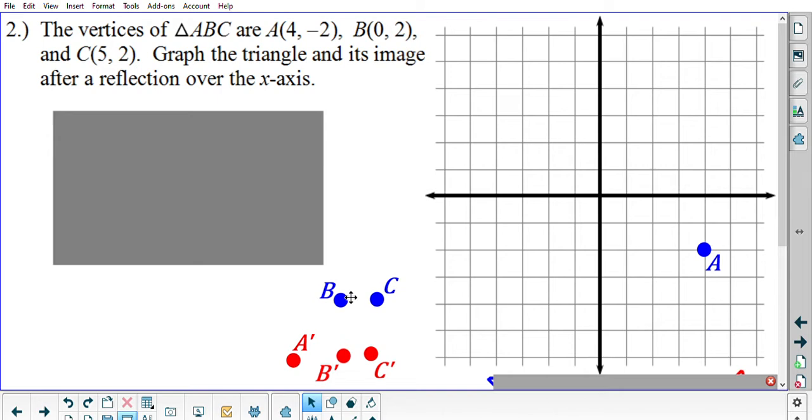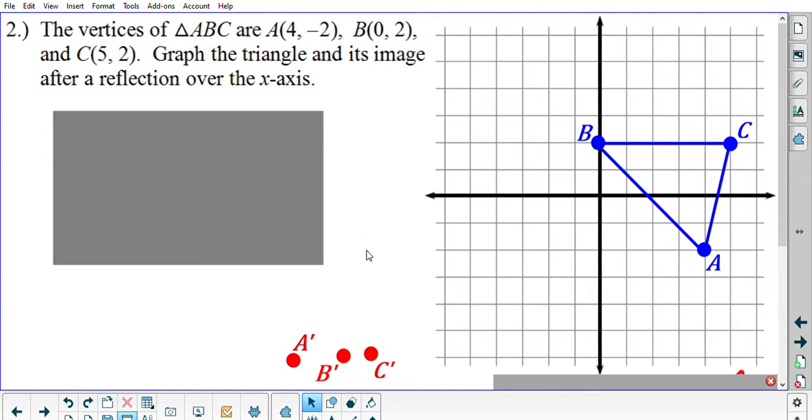B is (0, 2), so I don't go right or left at all, but I have to go up 2. And then C is (5, 2), so I go right 5, and then I go up 2 spaces. And it says we're going to graph that triangle. So go ahead and connect the dots, and there's your triangle.